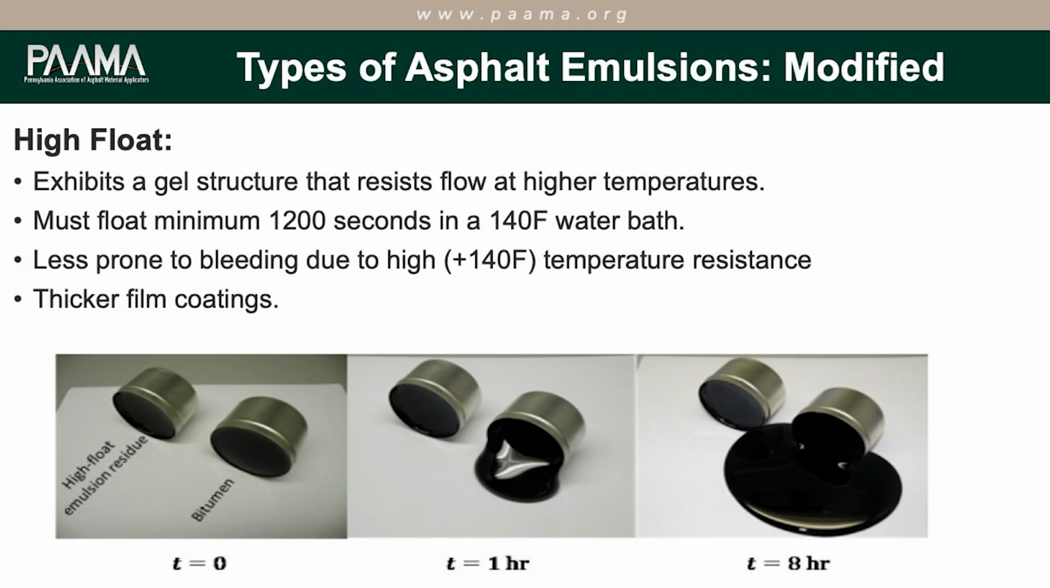A modifier for asphalt emulsions is high float. So high float's going to give you a gel-like structure that resists flow at higher temperatures. This must pass a float test of 1200 seconds in a 140-degree water bath, which is sort of to simulate the surface of the road on a hot day, so you're not seeing that asphalt bleed up through.